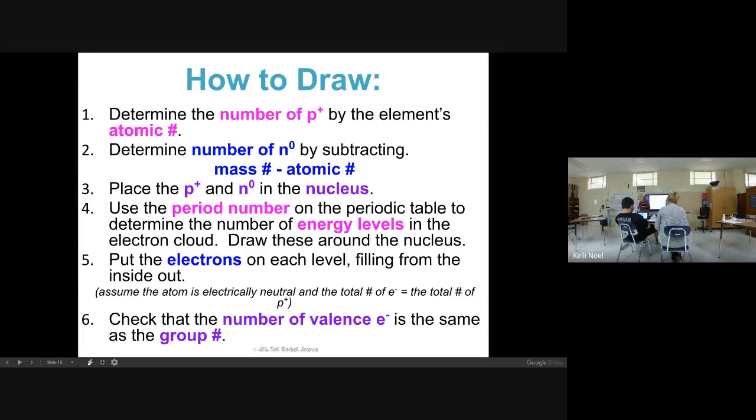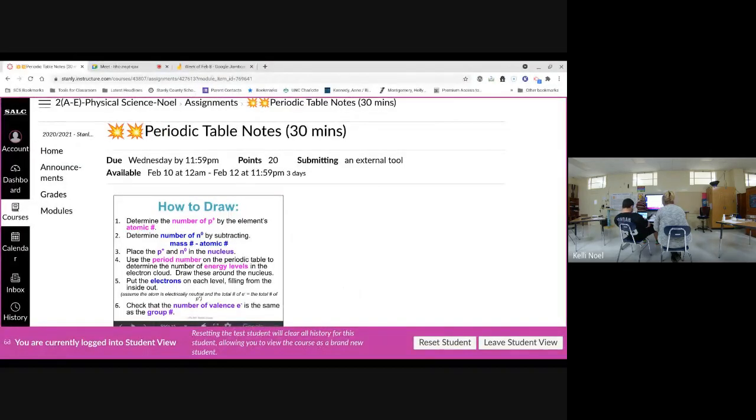What do you put for number 6? Check with them. It's the same as the group number. Group number.